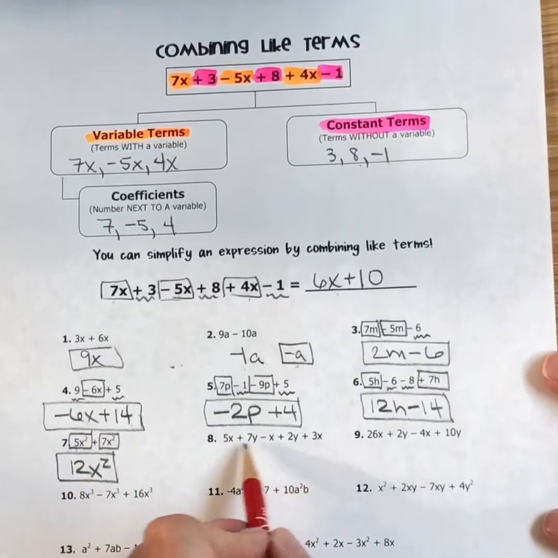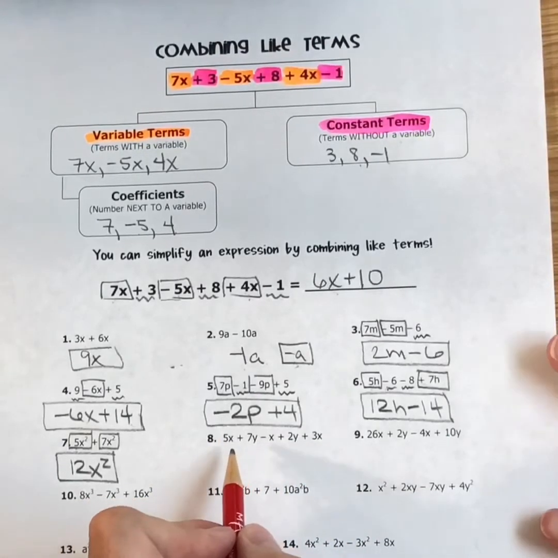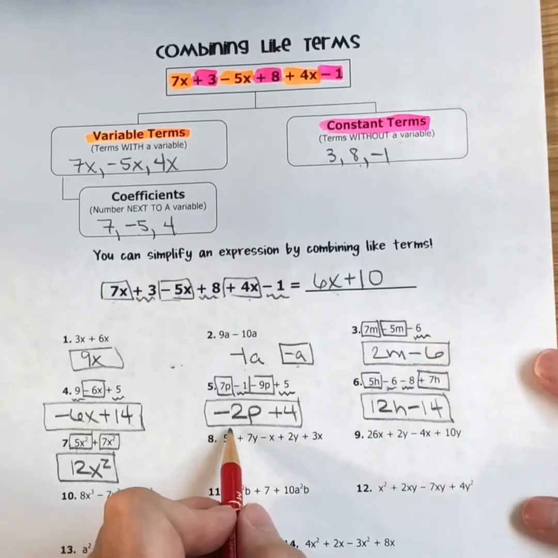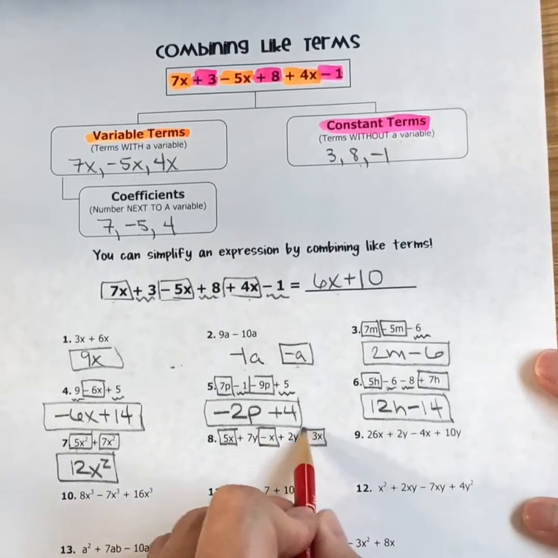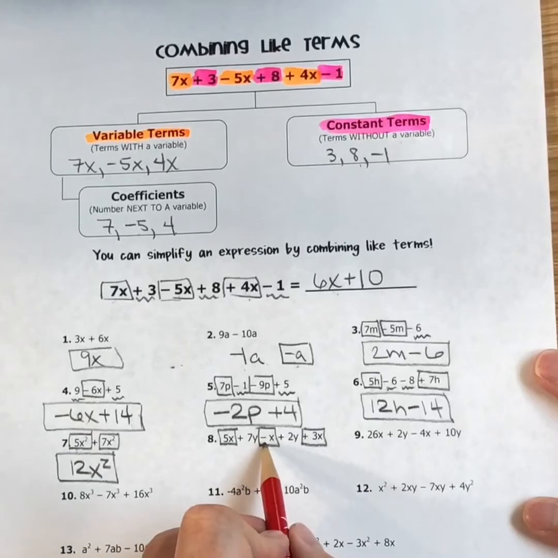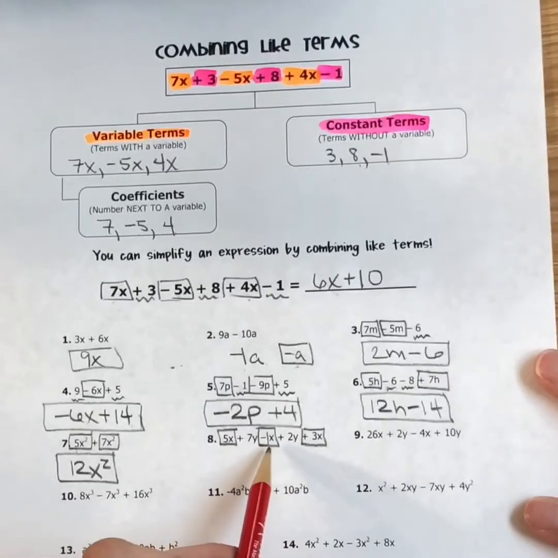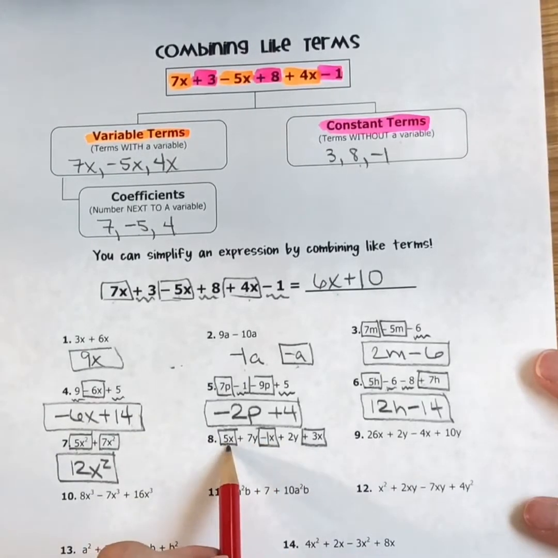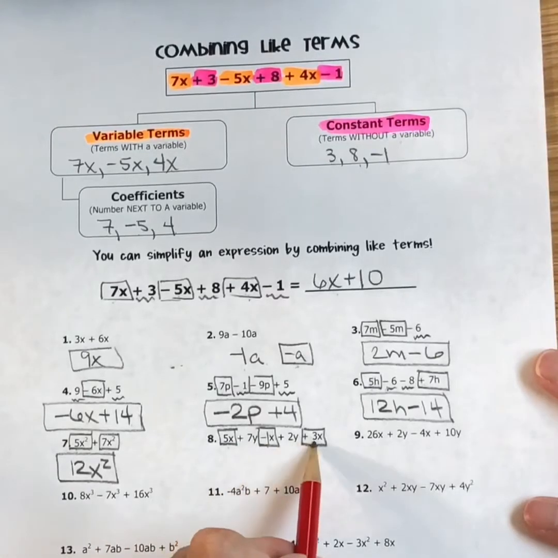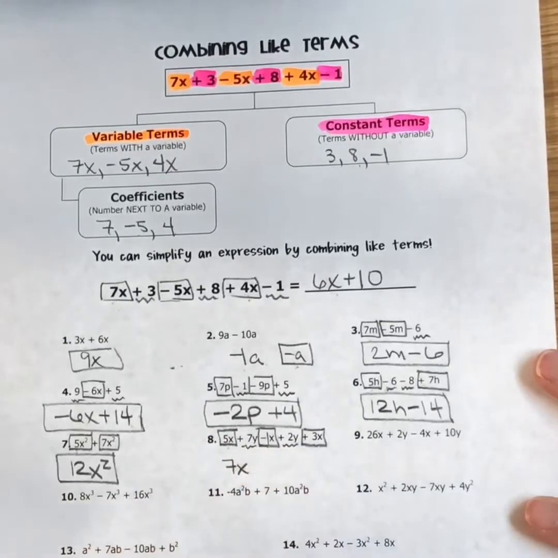Now in number 8, you notice there's many variable terms. So we only combine the terms that have the same exact variable. And we do this alphabetically. So we're going to start with the x's. So we have the 5x, negative x, and 3x. And remember, this negative x is the same thing as negative 1x. So if you need to write a 1 in there to remind you that it's negative 1, go ahead. Otherwise, I see a lot of mistakes where people forget or overlook that term. So I just think, well, 5 plus negative 1 is 4, plus 3 is 7. So we have 7x.